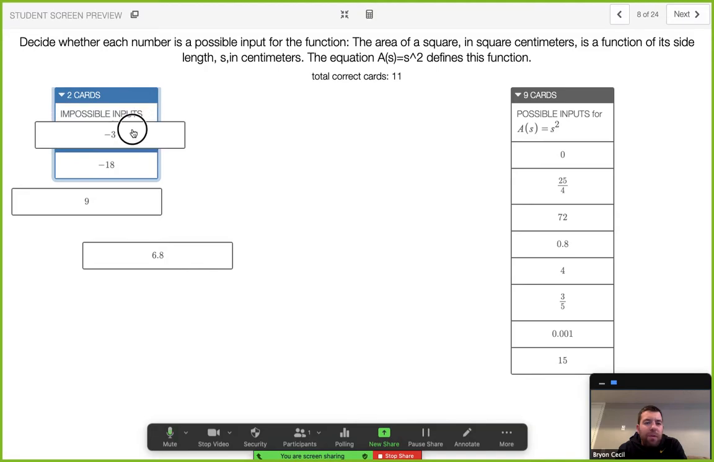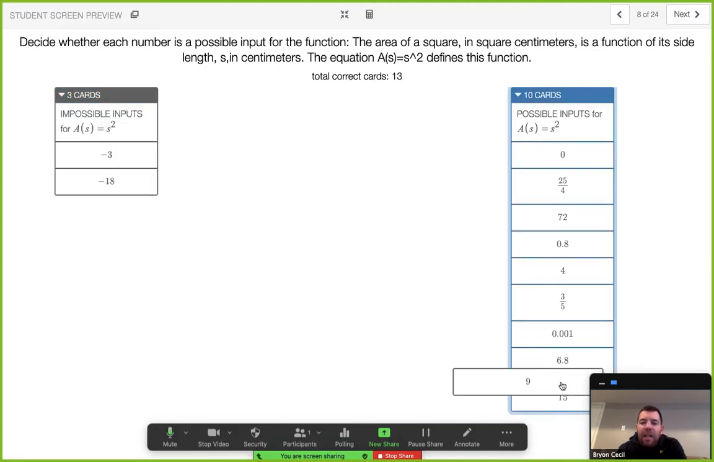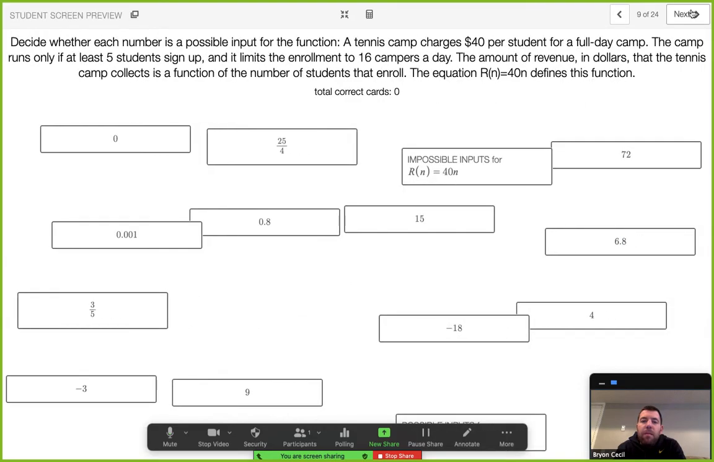Negative 3? Nope, can't have it. 6.8? Yes, I can. And 9, I can. So in here, guys, we're talking about any number that's positive, basically. A positive number, we can have that as our side. Can't have negative number sides.